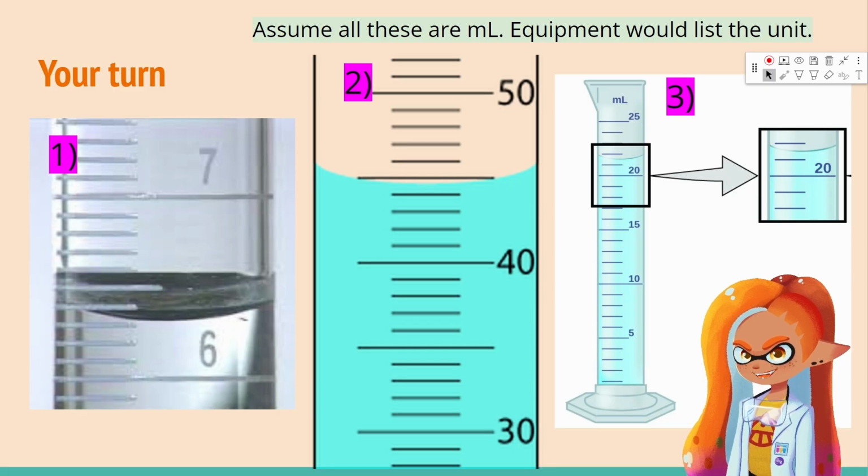All right, so these are all graduated cylinders. Make sure to look at the gradation lines and then see if you can figure these out. And then don't forget your unit. So go ahead and pause this video.